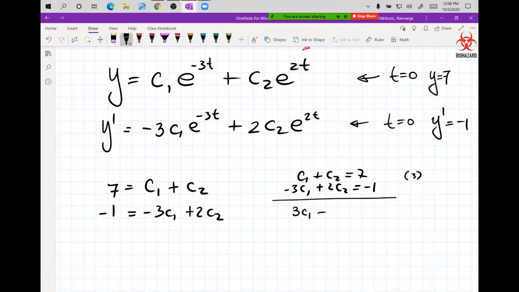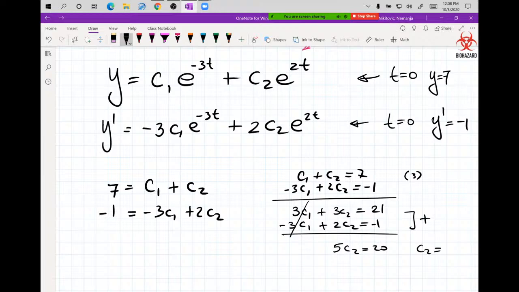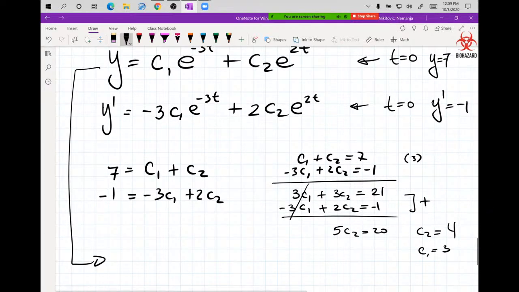So you have your 3C1 plus 3C2 equals 21. And then copy the second equation as is. When you add them, the first term drops. This becomes 5C2 equals 20. And there's your C2 is 4. If C2 is 4, then C1 better be 3, because they have to add to 7. You have your equation. Now you have your C1 and C2.